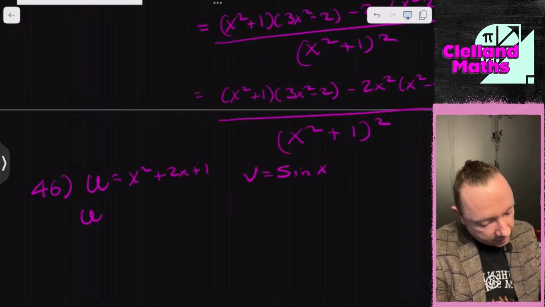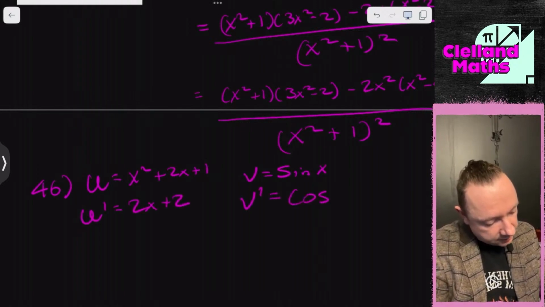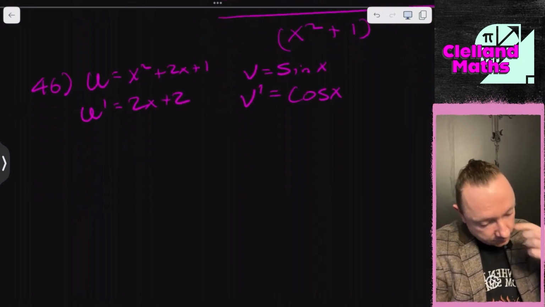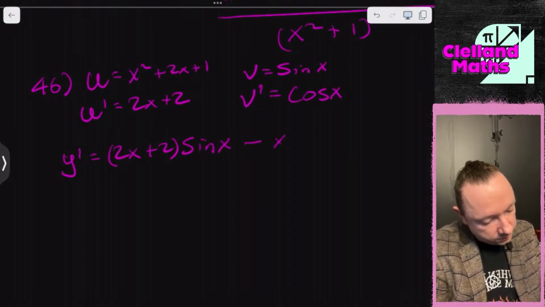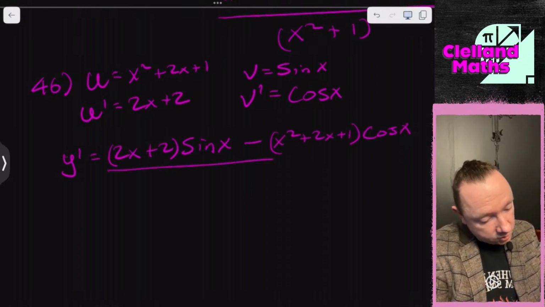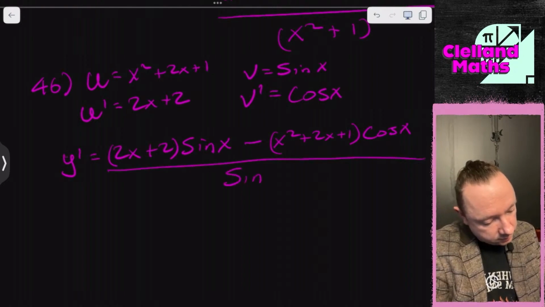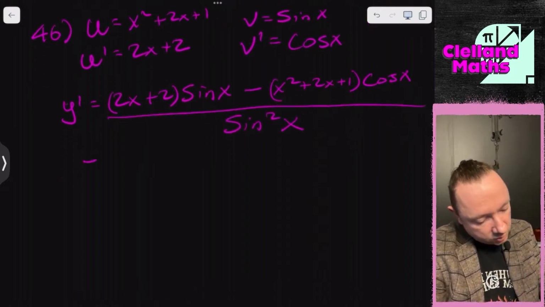So now I need either my u dash, which is 2x plus 2, and my v dash, which is cos x. Hopefully this will be a nice one. So my y dash is v u dash, 2x plus 2, times sine x, minus u, make sure I get my brackets, times v dash, over v squared. So far so good. I will try and tidy this one up.